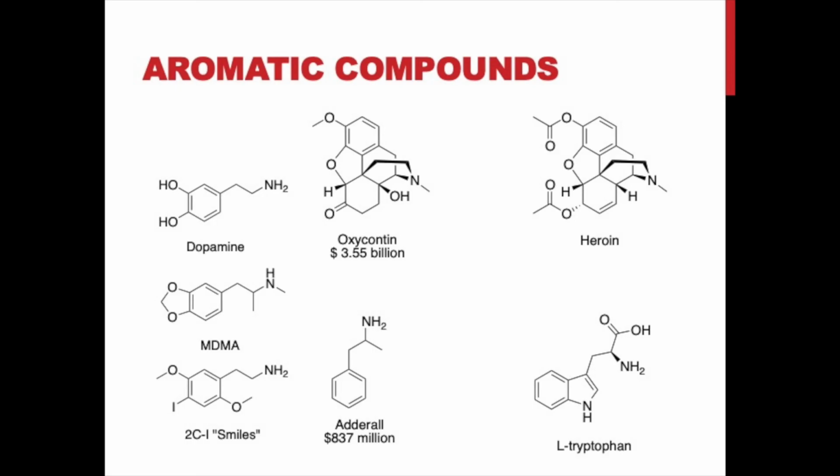So we have up top OxyContin. The numbers for OxyContin, like the numbers sold, are pretty old at this point. But at one point, I think this is from 2014, OxyContin made $3.55 billion in sales for the year, right? If you look at it, you've got the aromatic ring, then carbon, carbon, nitrogen, right? The same structure as you have for dopamine. Aromatic ring, carbon, carbon, nitrogen. So you have that same structure repeating again.